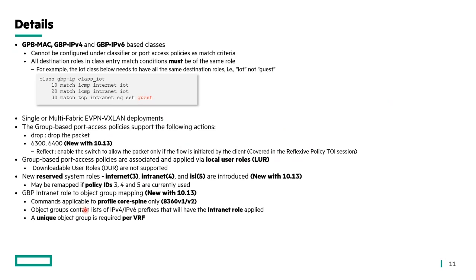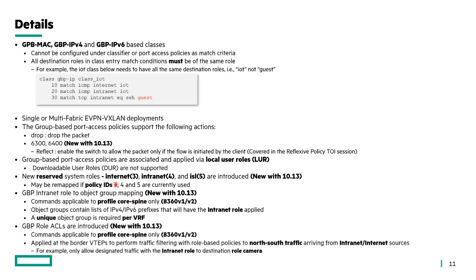So commands are applicable to the core spine profile only with the 8360 V1 and V2. The object groups contain a list of V4 and V6 prefixes that have the intranet role applied. And a unique object group is required if you have multiple VRFs. So in addition, the GBP role ACLs are introduced, again, with only the core spine profile. And these are applied at the border VTEPs to perform traffic filtering with role-based policies to north-south traffic arriving from the intranet or internet sources.